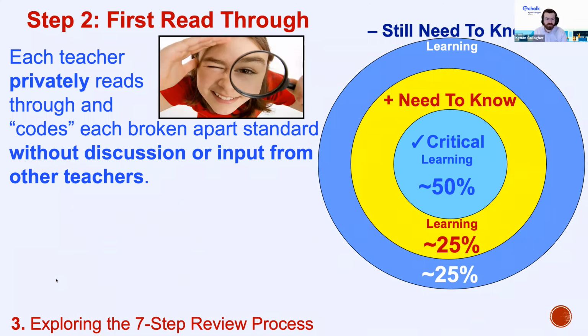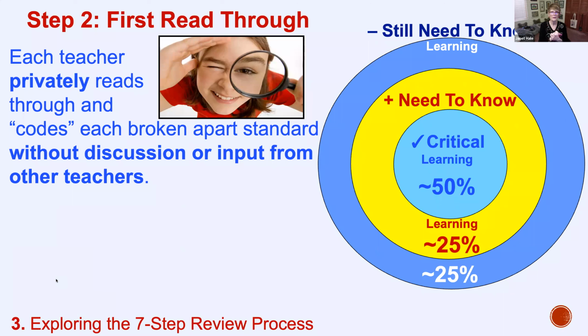Can you go back for me, Keenan, please? So what happens now is the teachers for step 2 do something called the first read through. And the first read through means they privately take that document I just showed you and they code all of those standards based on a criteria that I developed based on 3 different models called the bullseye.